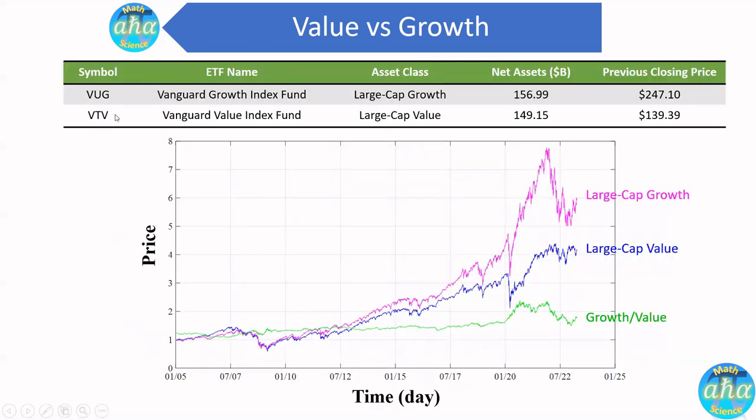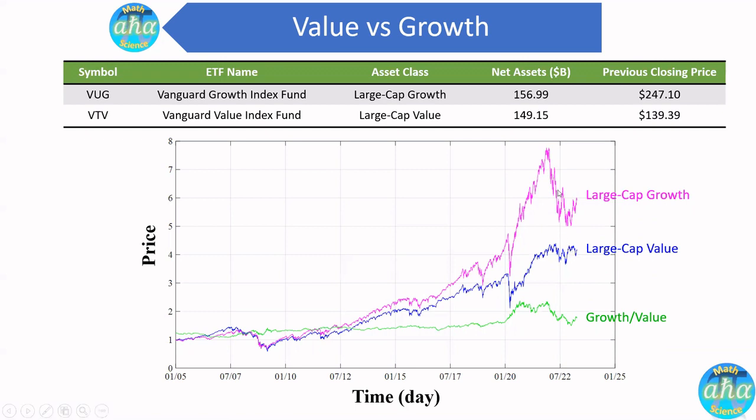These are VUG and VTV. VUG is the Vanguard Large Cap Growth Index Fund, while VTV is the Vanguard Large Cap Value Index Fund. The two funds have net assets around $150 billion. Now you can see that when plotted, the share price versus time, both are on a very nice uptrend, except maybe during the great financial crisis, and then in 2022, the bear market we are currently having.